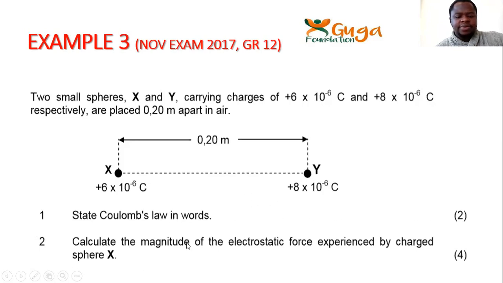Now calculate the magnitude of the electrostatic force experienced by charged sphere X. So here you work with F is equal to K Q1 Q2 over R squared. Here you're given R. So you have charges X and Y, you put them here, and also you put the Coulomb's constant.